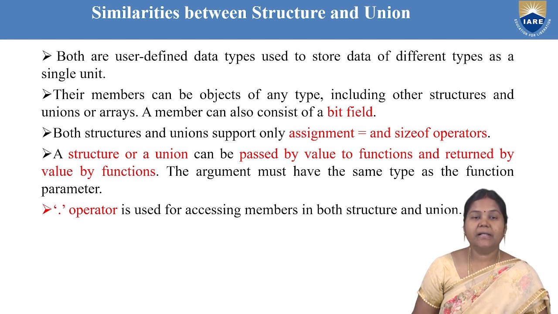The second similarity is that their members can be of any type, but a member can also consist of a bit field. The concept of a bit field is again to save memory: you can represent that a particular member takes exactly how many bits of memory. So if you want to provide a bit field, then you can use it in both structures and unions.